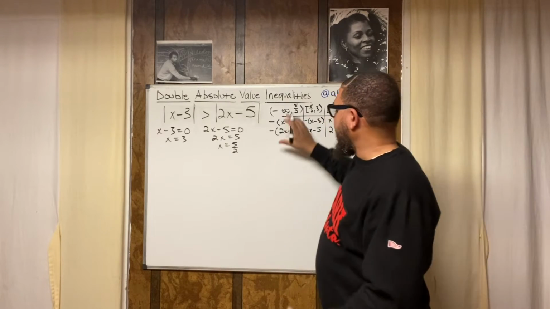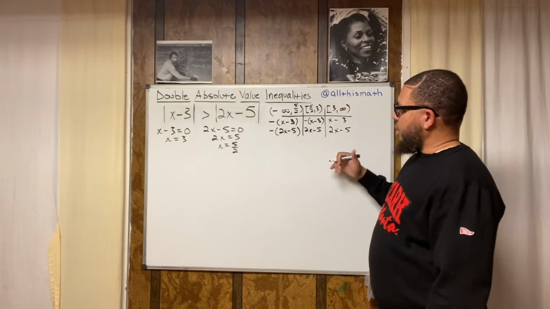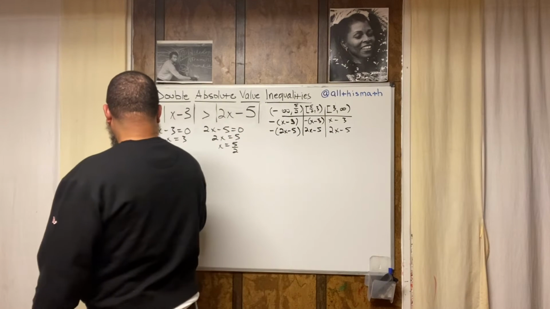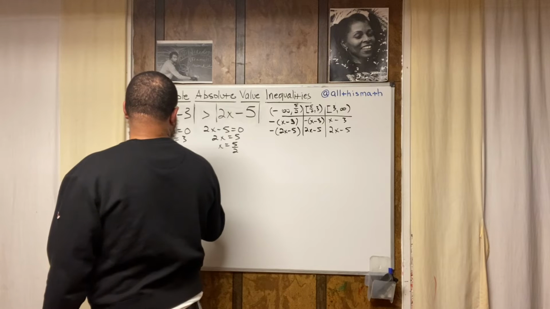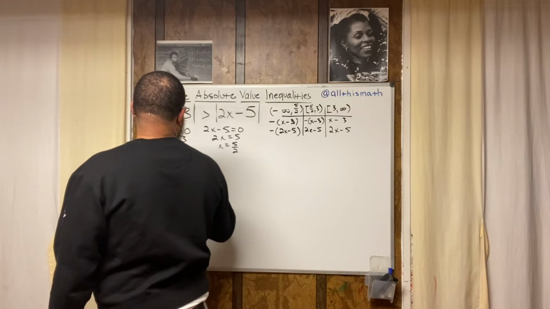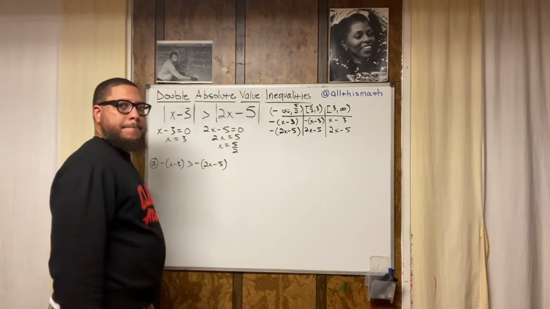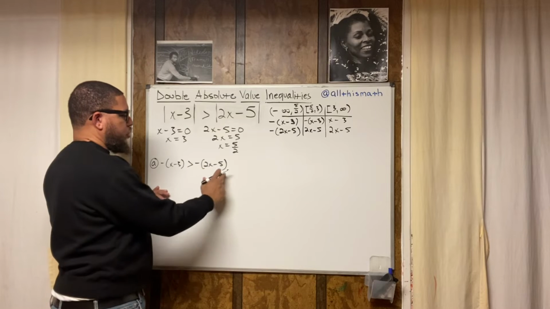Now it's time to set up our 3 separate inequalities and solve them. So my first inequality is based on this interval. My second inequality is based on this interval. My third inequality is based on this interval. So my first inequality is going to look like this. I'm going to label it letter A. Negative quantity x minus 3 is greater than negative quantity 2x minus 5.